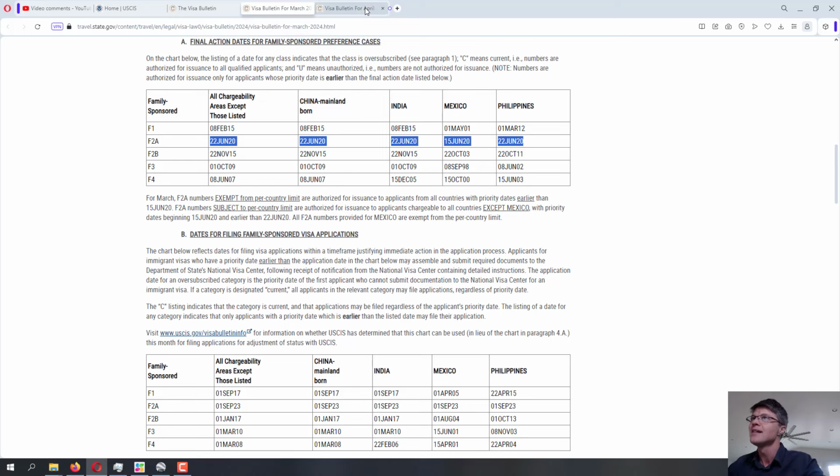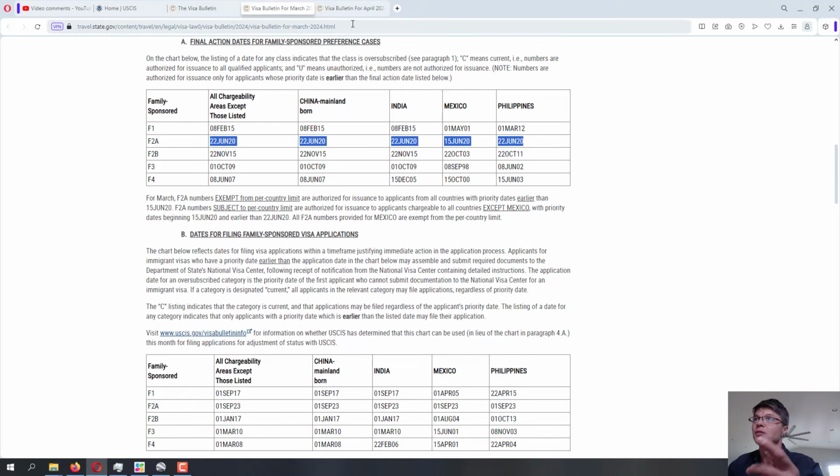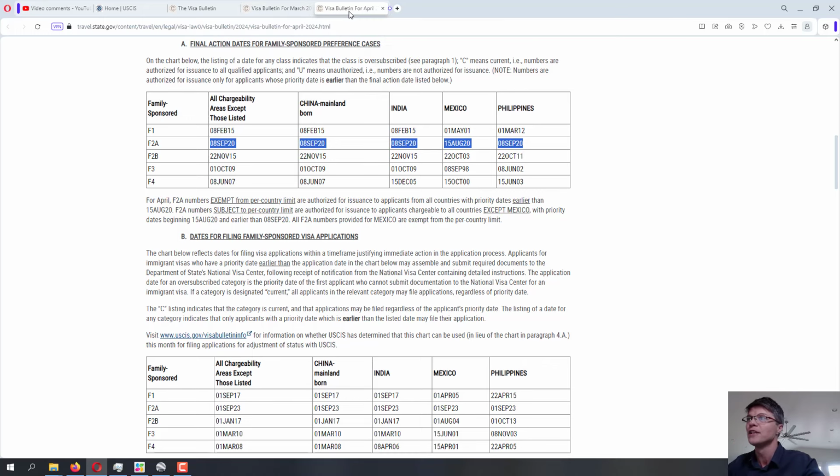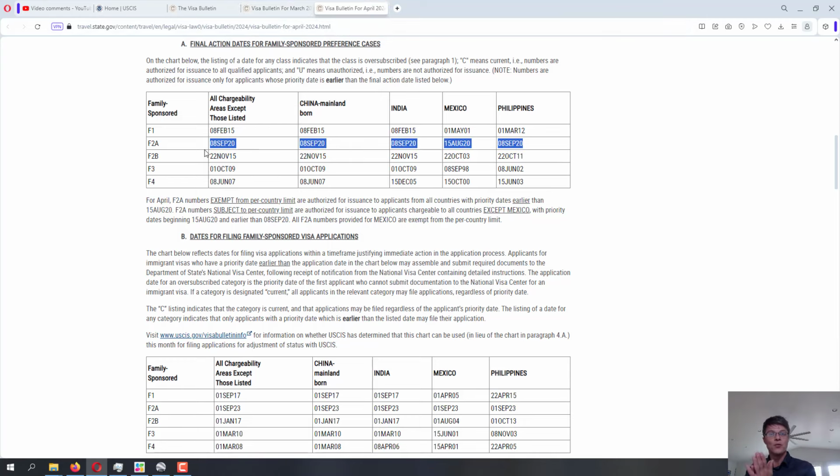Let's see for China: same thing. Same thing for India. Mexico, it looks like it moved from June to August. So not as much as all chargeability, China and India, but still a positive movement, definitely good. And then the Philippines also moved to September 2020. If we're moving forward, that's great news. If we're not moving at all, that's not so good. And obviously there is also retrogression when it moves backwards, and that's not good because it shows that the backlog continues to accumulate. So definitely good news for the F2A.